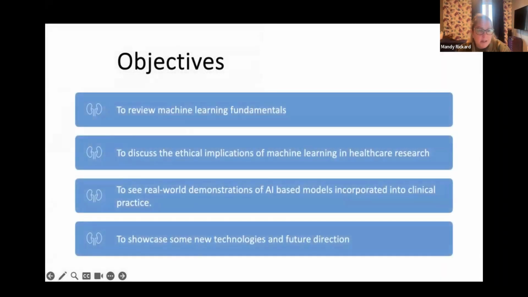So the objectives of my talk today will be to review some machine learning fundamentals, to discuss the ethical implications of machine learning in healthcare research, to see some real-world demonstrations of AI-based models incorporated into clinical practice, and to showcase some new technologies and future direction of where all of this technology is going to be going.